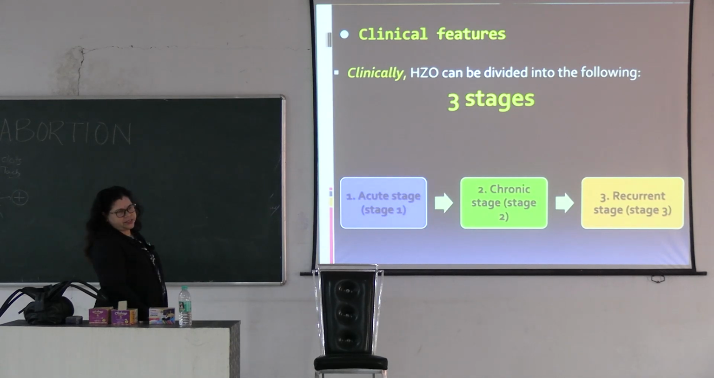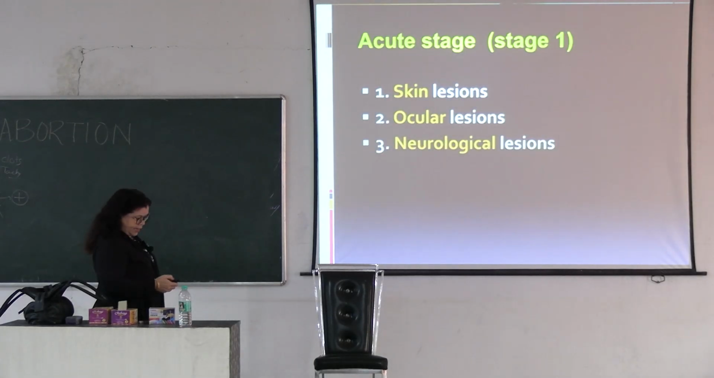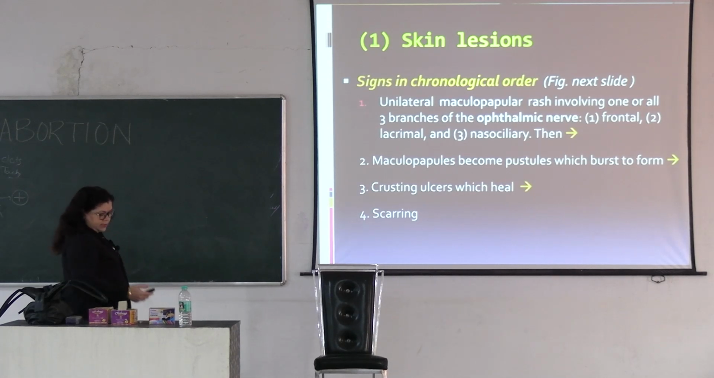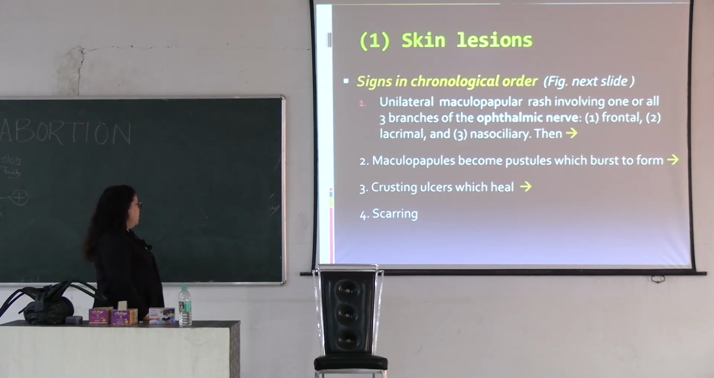Then clinical features. Herpes zoster ophthalmicus has 3 stages. First is the acute stage, second is the chronic stage, and third is the recurrence stage. In the acute stage, there are 3 lesions. First is the skin lesion, second is the ocular, and third is the neurological. In skin lesions, there is a chronological order.